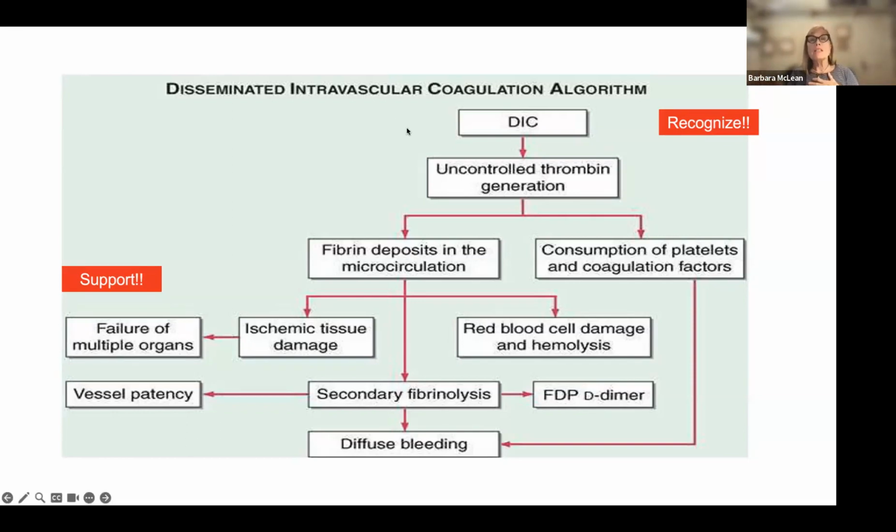Okay, so for us as bedside nurses, we need to recognize early on that our patients are having an uncontrolled thrombin generation. What that means is you're paying attention to the drop in your patient's platelet.